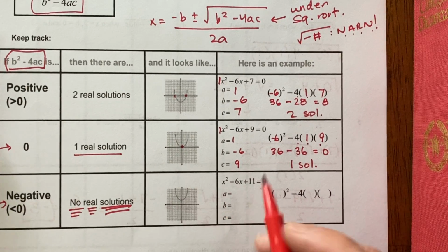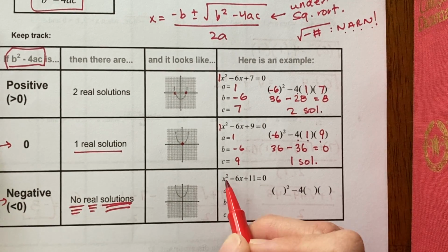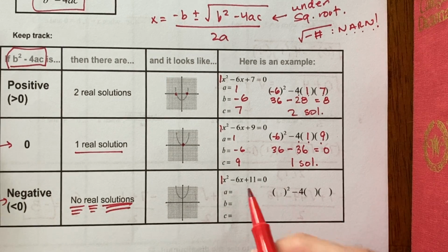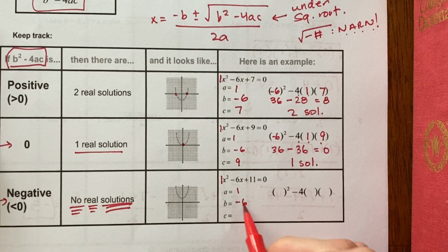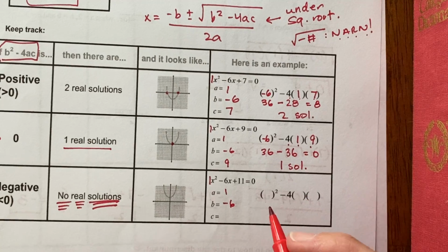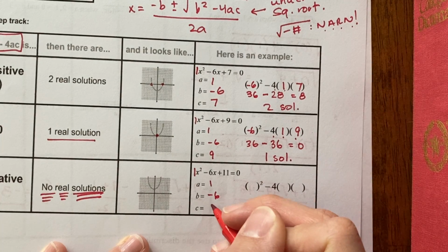Now going down here, x squared minus 6x plus 11 equals 0. A is 1. B is -6. And it's just a coincidence. I kind of set it up that way for B to always be -6, but certainly, as we know, B isn't always -6 in quadratic functions. It just happens to be in these three. And then C is 11.